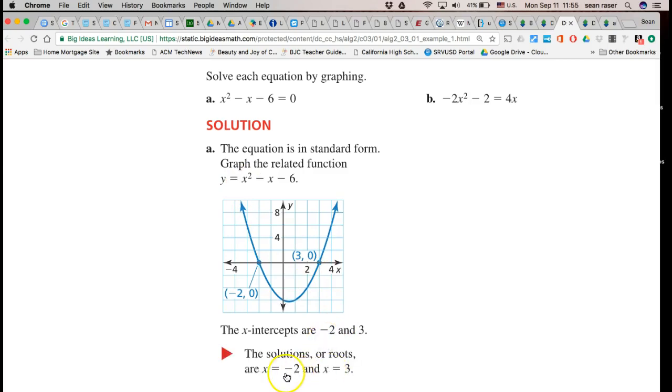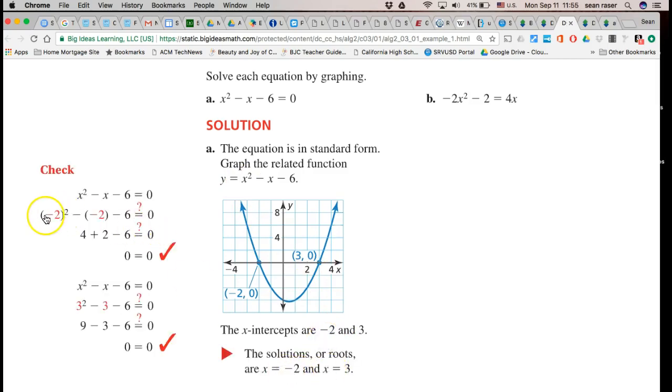So if we go ahead and plug in -2 for x, we see that we get 4 plus 2 is 6 minus 6 equals 0. 0 equals 0. That's a true statement. That's what I mean by finding a value that makes it a true statement. Same thing for 3. If we take 3 and plug it back in, we get 9 minus 3 is 6 minus 6 is 0. So we can check and make sure both of those are the case.